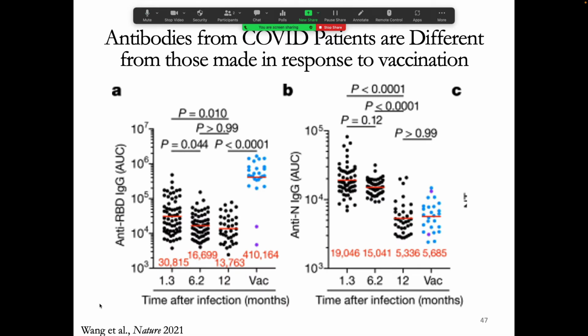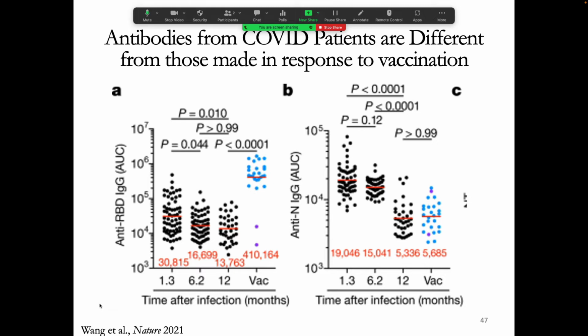Just to give you 2 other pieces of information. These are, again, the antibody levels in infected individuals at different times after infection or after vaccination. So again, you can see that the people who got antibodies from the vaccine had way more antibodies than those who had infection in this study. This is looking specifically at antibodies against spike.